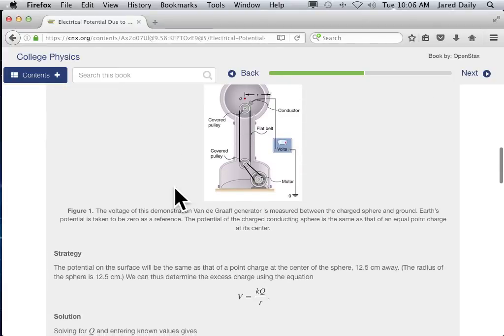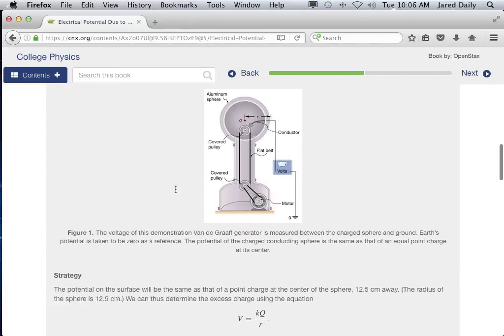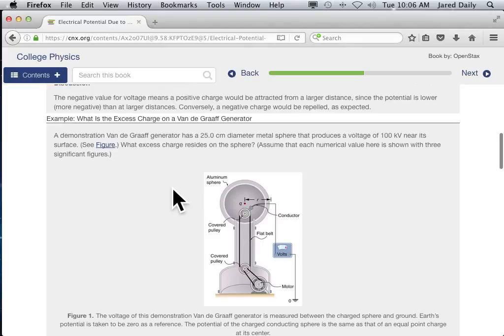Now here is an example of building up a lot of charge, and it's using that device back there. This device is pretty simple actually. There's a motor in the bottom that turns a wheel, and connected to this wheel is this rubber belt, and there's another wheel at the top.